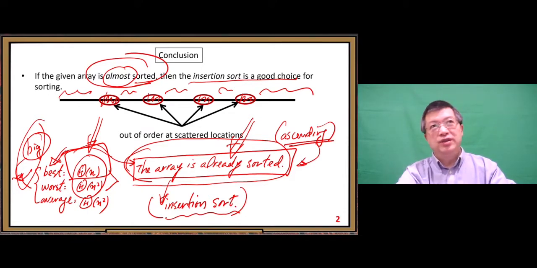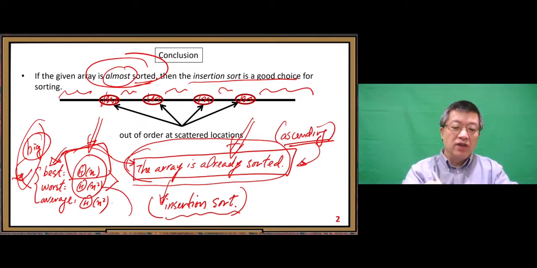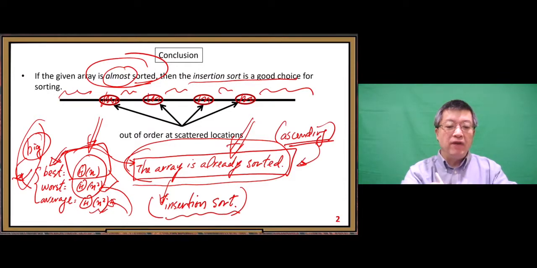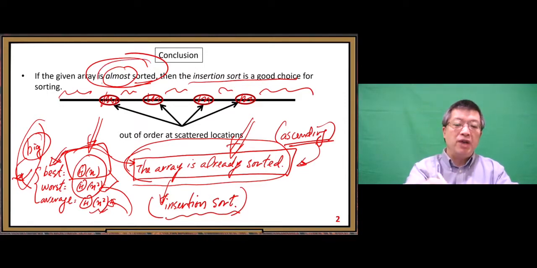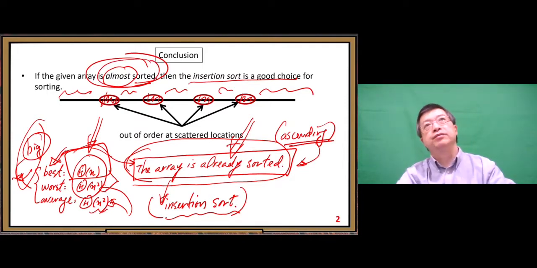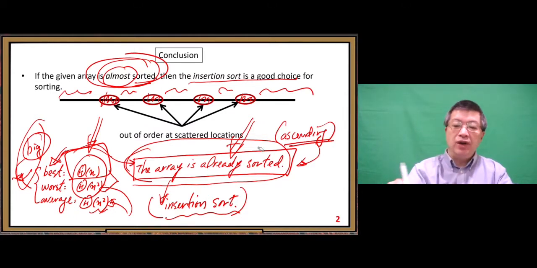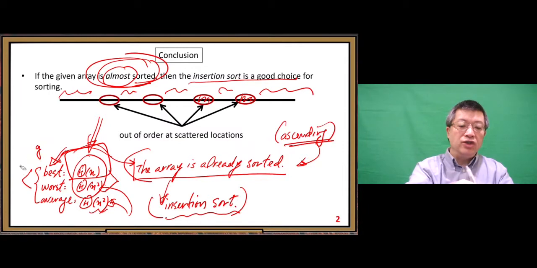Otherwise, if the array is not sorted, then the performance, no matter the worst case or even the average case, is big theta of n squared. That's pretty slow. That's not a good performance. So we have other better choices. In the general situation, we won't use the insertion sort, but only for the special situation, we use the insertion sort. So that is one big conclusion after we learned the insertion sort.